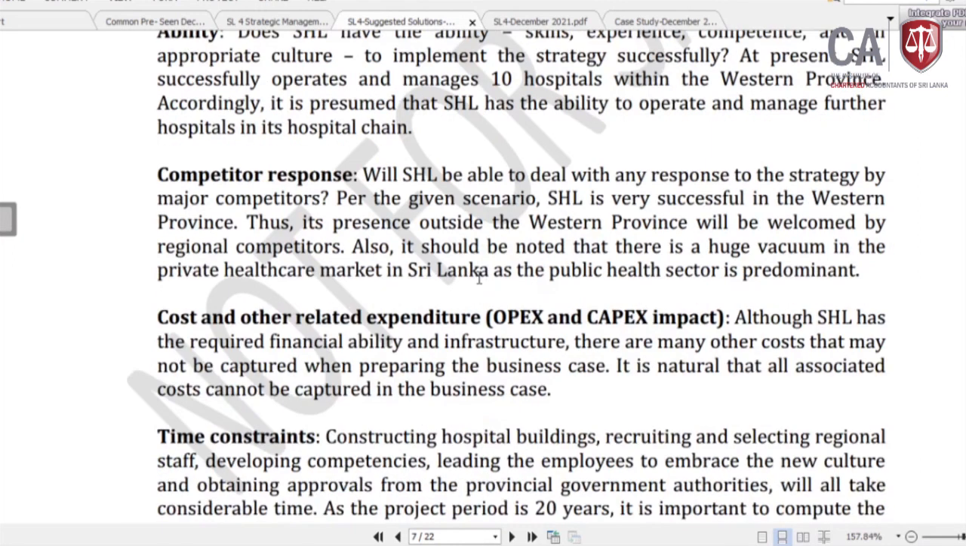Then competitor response. Will SHL be able to deal with any response to the strategy by major competitors? For the given scenario, SHL is very successful in the Western Province, thus its presence outside the Western Province will be welcomed by regional competitors. Also, it should be noted that there is a huge vacuum in the private healthcare market in Sri Lanka as the public health sector is predominant.